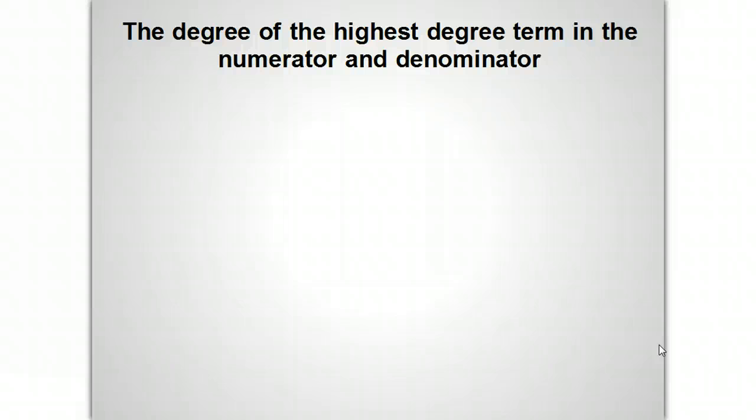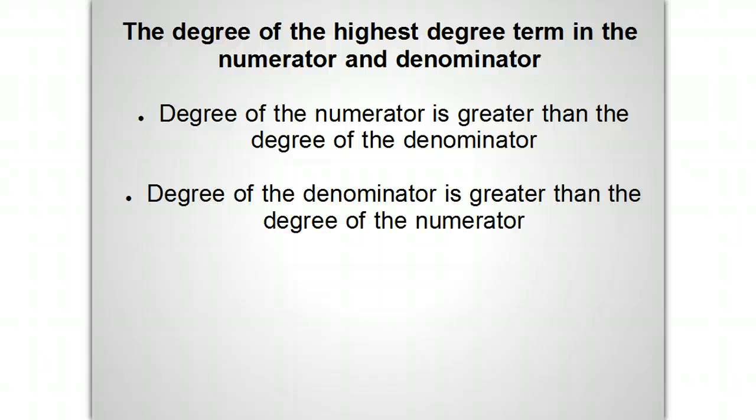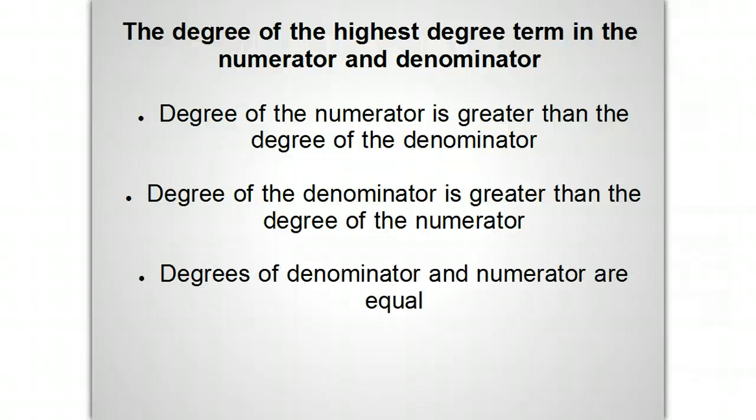So it's all about the degree of the highest term in the numerator and the denominator. And really, there are only three things that can happen. Number one, the degree of the numerator could be greater than the degree of the denominator. The degree of the denominator could be greater than the degree of the numerator. And again, we're talking about the degree of the polynomial that represents the numerator and denominator. And of course, the third is that the degrees of both of those could be equal.